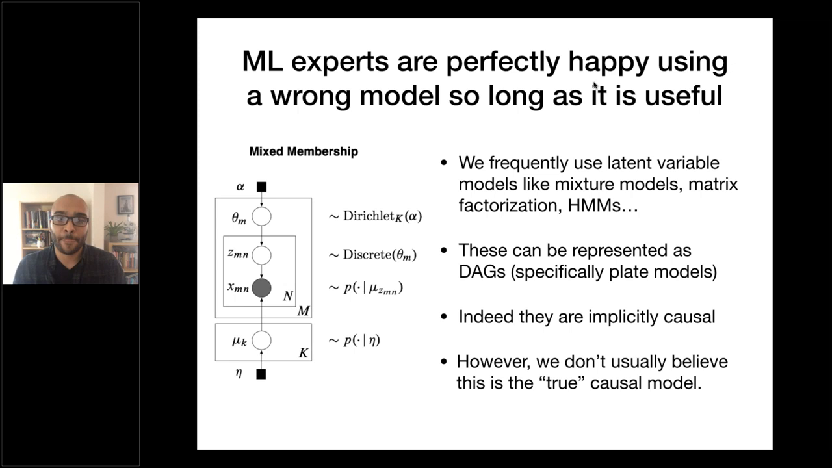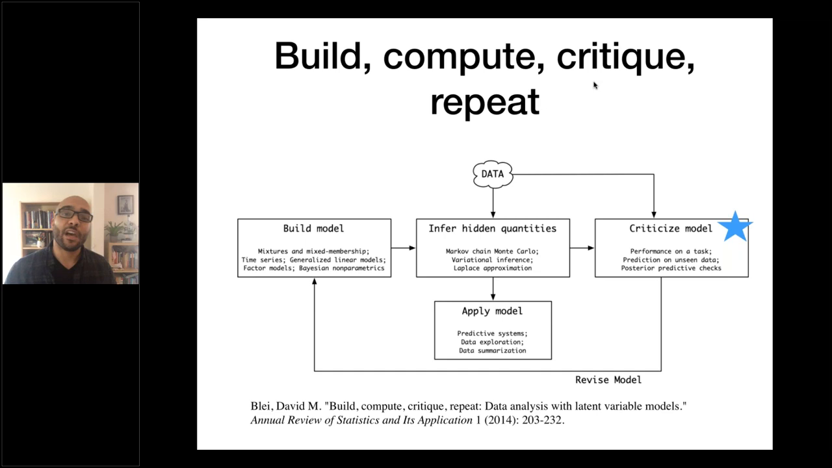And we don't actually believe that this is the true causal model. We don't believe that when we use a topic model to represent a document, the topics are the only thing going into that document. When we use a hidden Markov model to represent a continuous process, we don't think that there's nothing else going on. We're just using the hidden Markov model because it's a simple yet useful model. And we have a way of iterating on these models based on how well they actually perform.